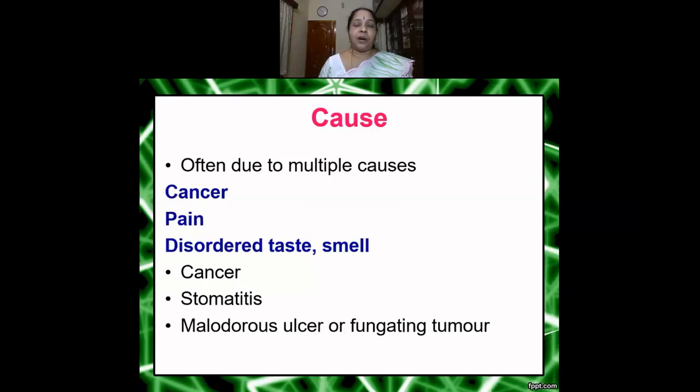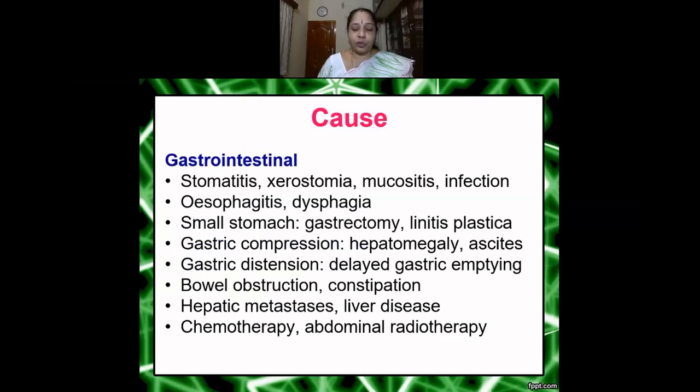Causes of anorexia are often multiple. It could occur due to cancer, pain, or disordered taste and smell. Stomatitis is the inflammation of the oral cavity, sores in the oral cavity. A malodorous ulcer or fungating tumor: when there are lesions or ulcers which cause a bad smell or off odor, it is called a fungating tumor.